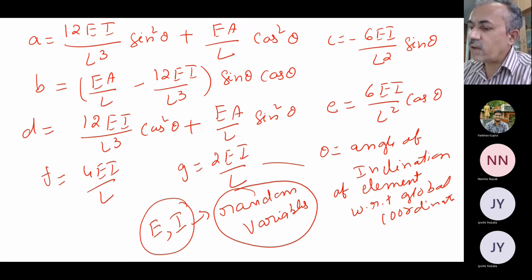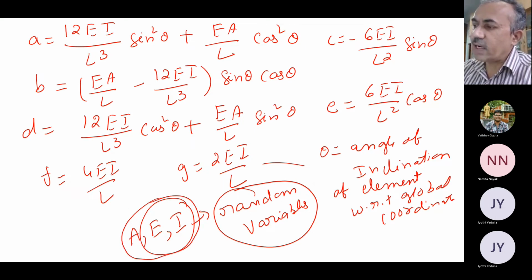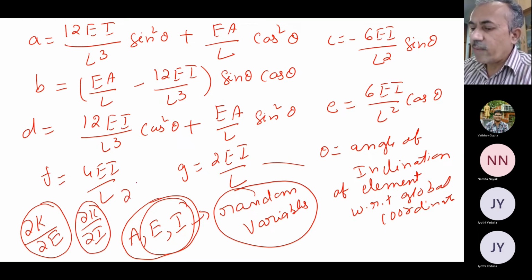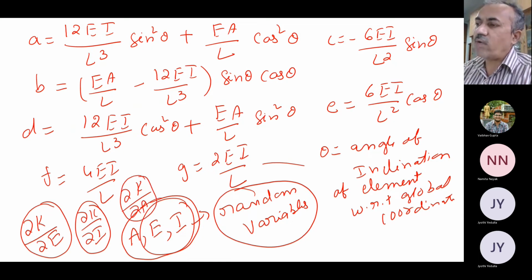So suppose I say EI is a random variable, and A is also a random variable. Now you have to find out the derivatives. Your stiffness matrix is there. You have to differentiate your stiffness matrix with respect to all the random variables. Suppose Young's modulus is random, then you have to find dou K by dou E, then dou K by dou I if moment of inertia is a random variable. Then if area is also random, this derivative has to be found out.